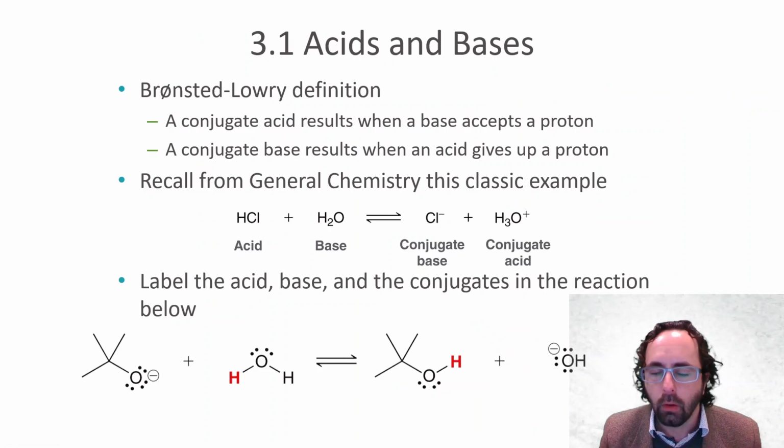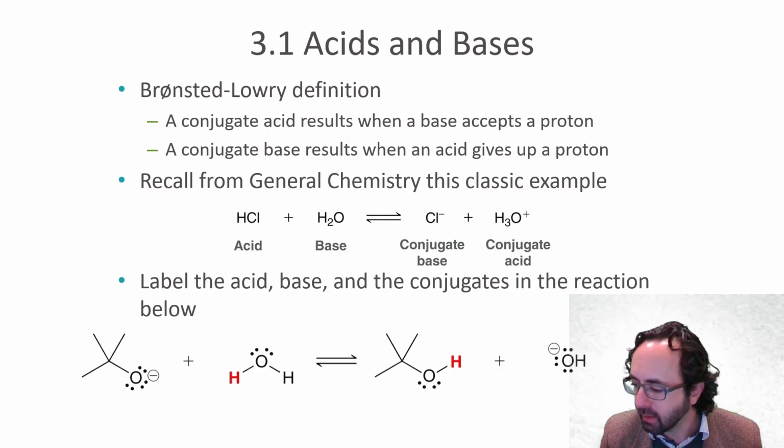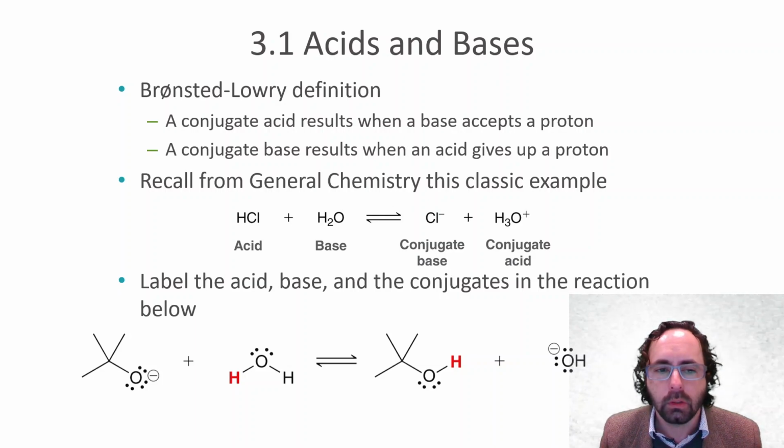Now, let's move on to chapter 3 and talk about acids and bases. So that was chapter 2, molecular representations. Now we're going to talk about chapter 3, acids and bases. For the definition of an acid and base, there's the Bronsted-Lowry definition and the Lewis definition. There's also the Arrhenius definition, but that's an old, out-of-date definition. So we're going to go with the Bronsted-Lowry and then the Lewis.